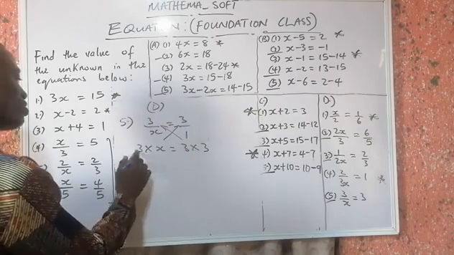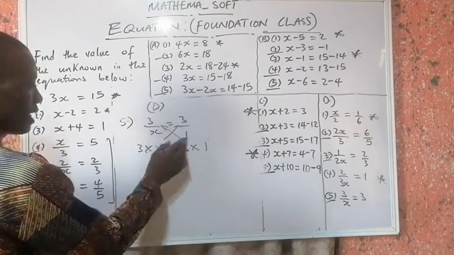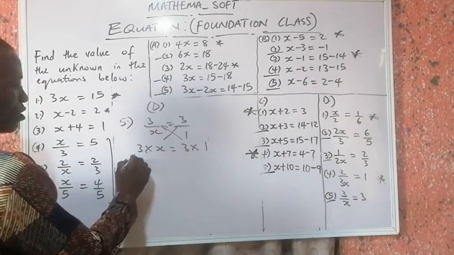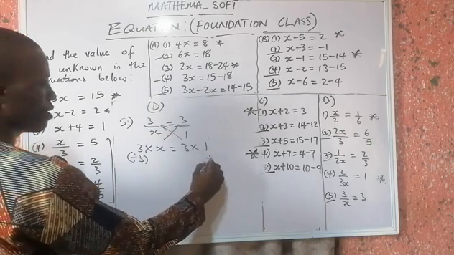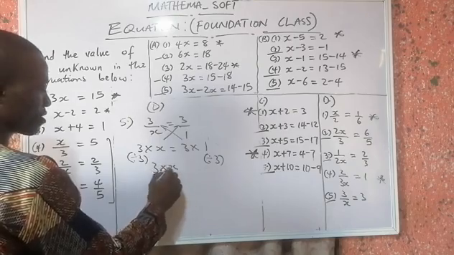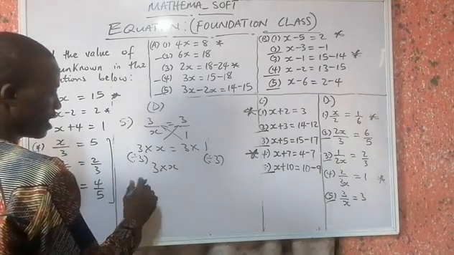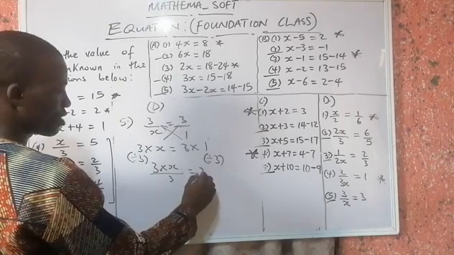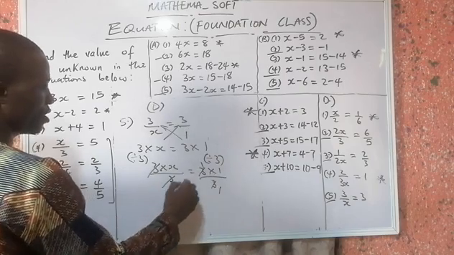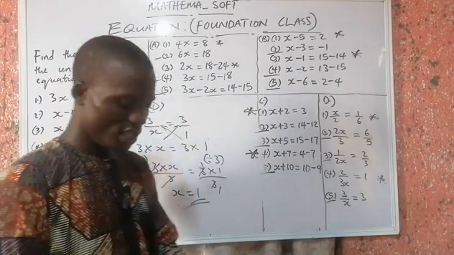This 3 is attached to this x by multiplication. Pardon me, so this is 3 times 1 and 3 times x. This 3 is attached to this x by multiplication, so we use division to remove it. And that will be 3 times x, or if you like, you can write it as 3x. Anyhow, 3 times x over 3 equals 3 times 1 over 3. 3 cancels 3, 3 cancels 3. So x equals what? 1.